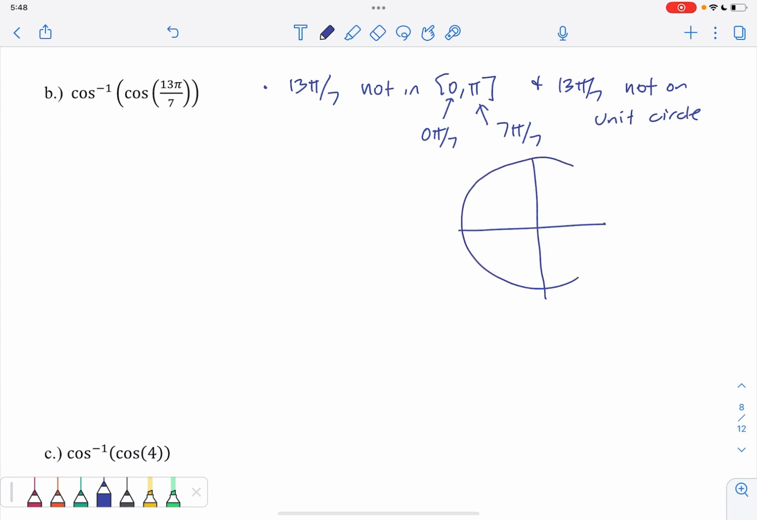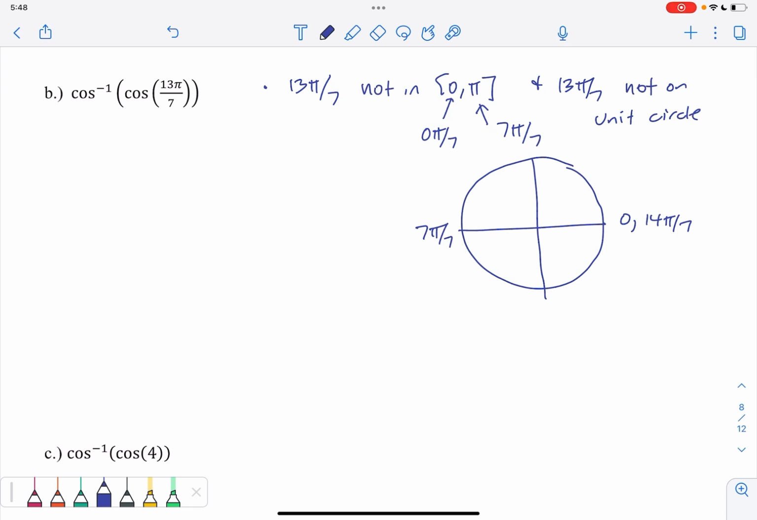So first, what I need to do is find where does 13 pi over 7 live? I go, well, I don't know. But what I just said was, if this is 0, this is 7 pi over 7 on the negative x-axis, right? All the way around again would be 14 pi over 7. And if I'm at 13 pi over 7, I'm going to be just shy of that.